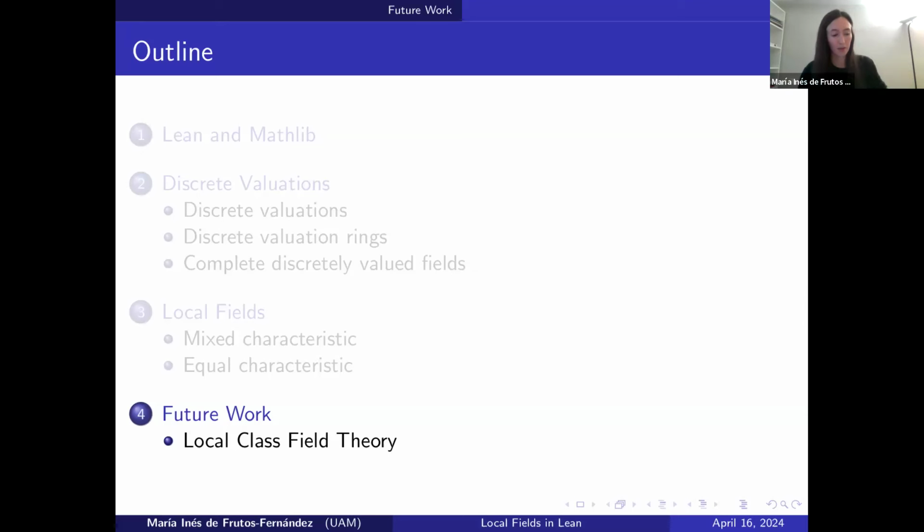Yeah, so then I will say a bit more about future work. This project, formalizing local fields, is for us the beginning of a proof of the main theorems of local class field theory. So this is the goal that we have in mind. But when we started this project, we could not even state the phrase "let K be a local field" in Lean, so we had to start there. But in the last part of the talk, I want to say what our goals are for the future and how we are planning to get there.